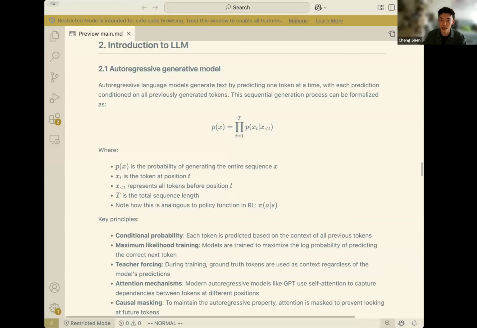Sorry, I was probably cut off just now. Okay, you can all see the notes, right? Let me know if you don't.